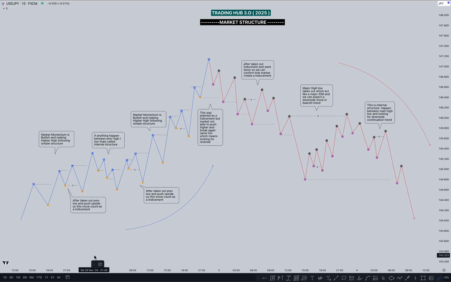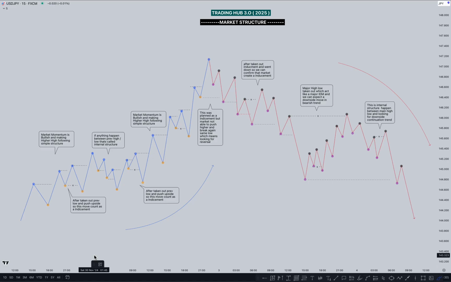A lot of people already know about the structure direction, that market momentum is bullish or bearish. When the market creates higher highs, that means the market direction is bullish. The same thing is applicable in a bearish market. If market momentum is creating lower lows, that means momentum is bearish.